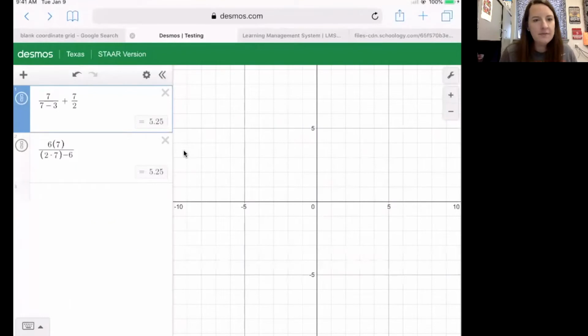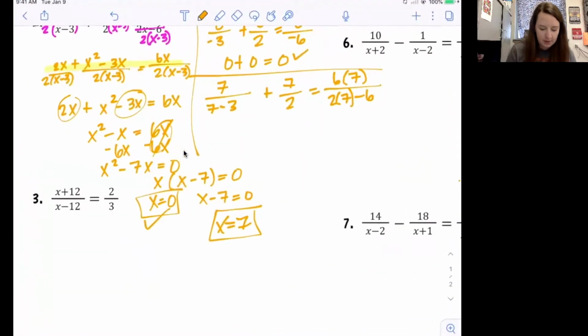So as you can see, I've typed both sides of the equation into Desmos with that 7 substituted in for the x, and we get 5.25 on both sides of the equation. So in addition to 0, 7 is also a solution. So we can write it in our brackets, 0 and 7 as our solutions.